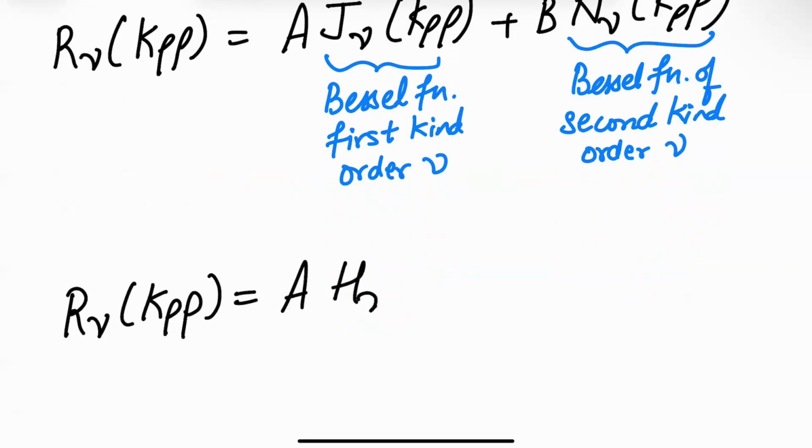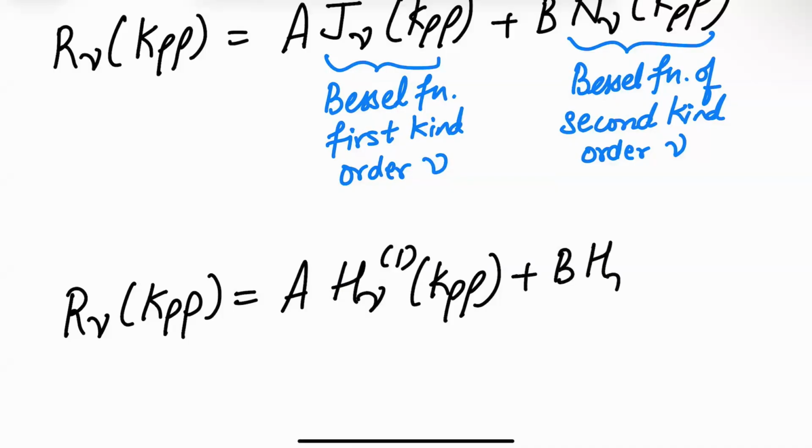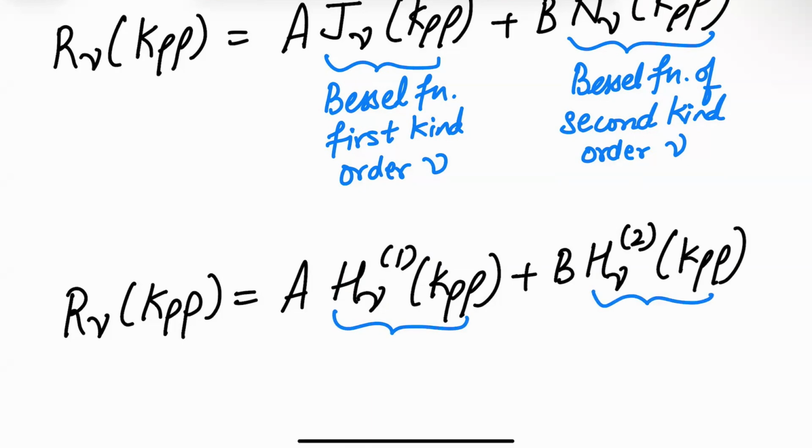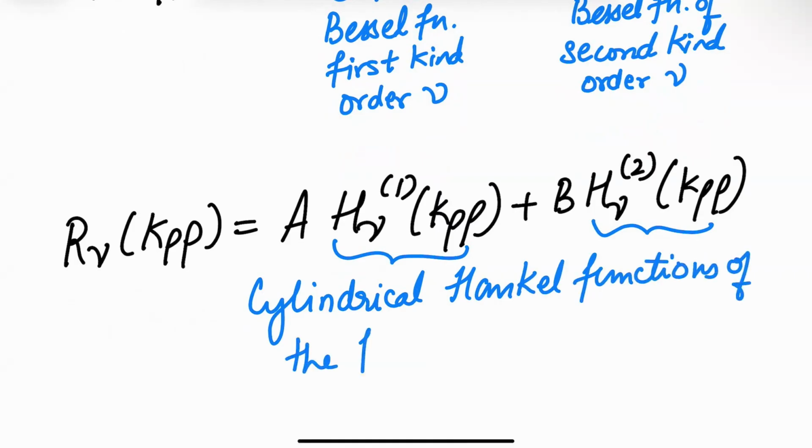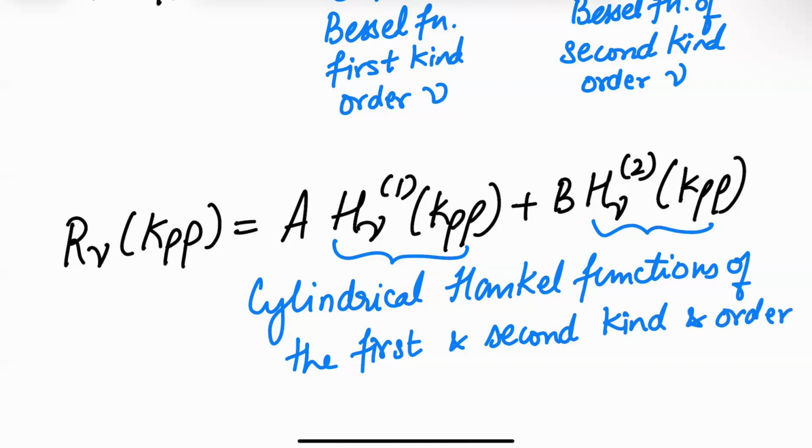But another set of solutions are called Hankel functions. These also satisfy that equation. H nu 1 plus b H nu 2 of k rho rho. Okay, so these are called cylindrical Hankel functions, because there's also a spherical Hankel function, which we'll see later. Cylindrical Hankel functions of the first and second kind and order nu.